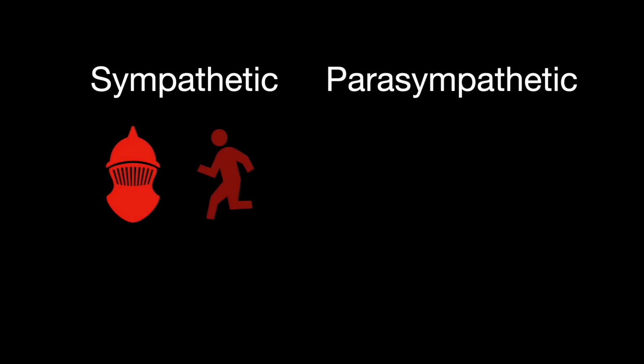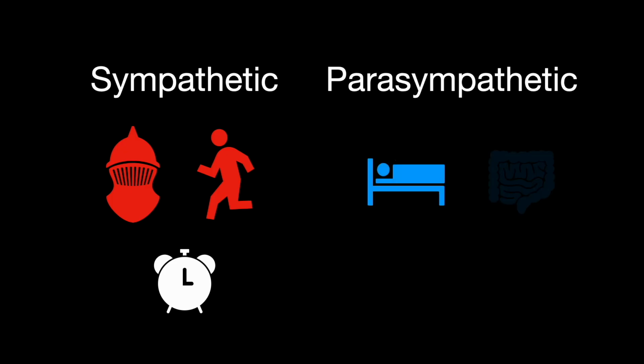We have two systems. One, sympathetic, and two, parasympathetic. Sympathetic nervous system means fight or flight, so an alarm situation exists. Parasympathetic nervous system means rest and digest, so a relief situation exists. Let's look at the receptors.